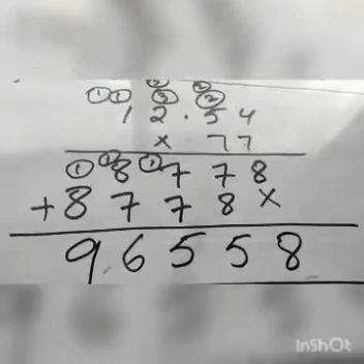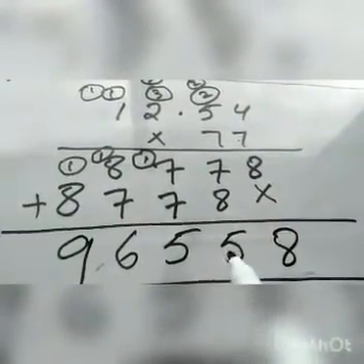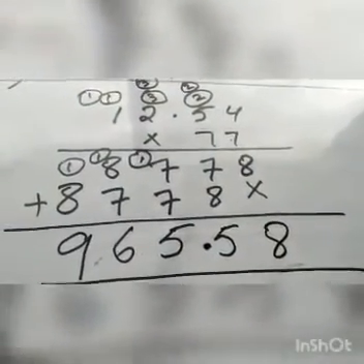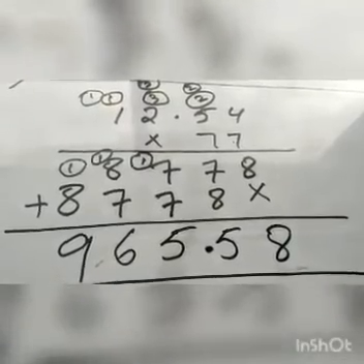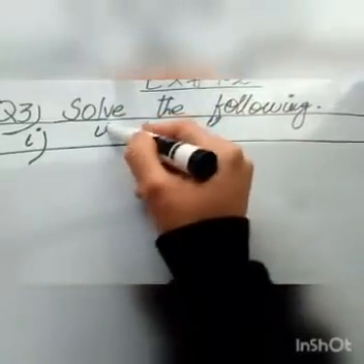Now put the decimal point. 1 2, 1 2. Okay, 2 digits right or behind the decimal. The answer is 965.58. Part I. Here we have part I.